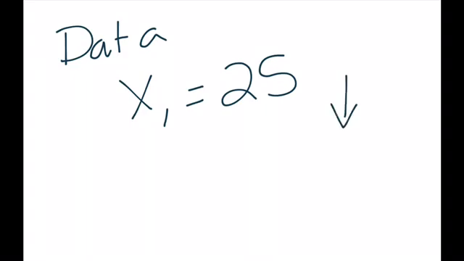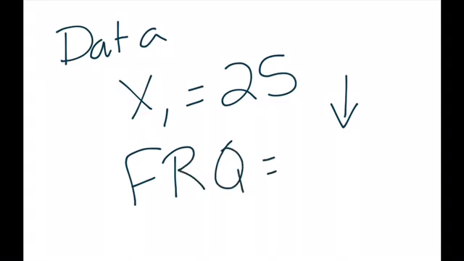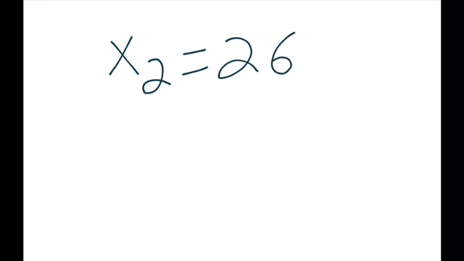Then hit the down arrow, and then what should show up is FRQ, which means frequency. And since there is only one of them, you're going to put 1 in there for frequency. Then you're going to hit the down arrow again, and you're going to have X2 equals. Now our next number is 26, so we're going to put in 26.